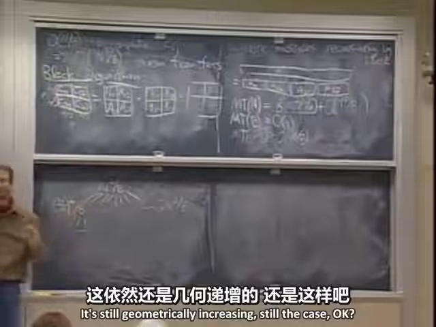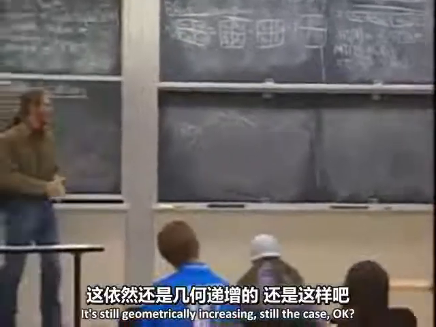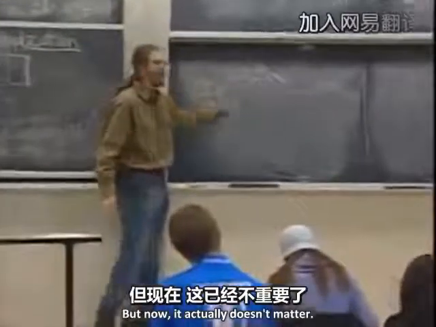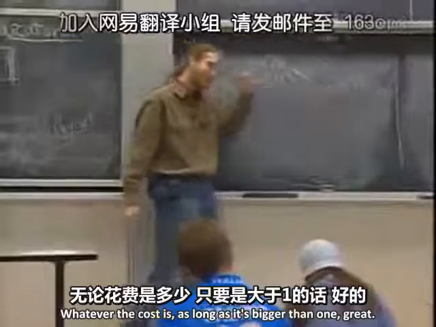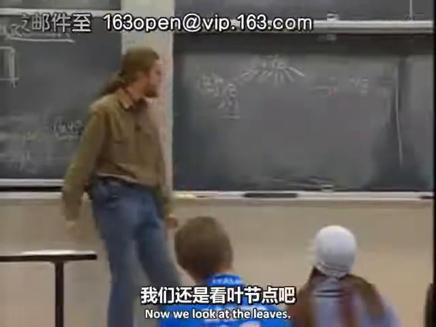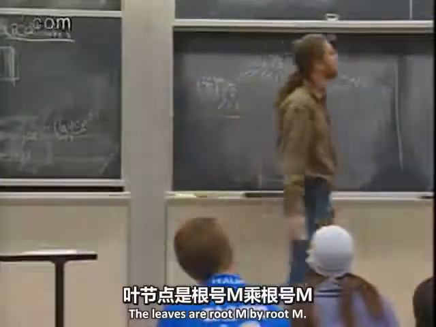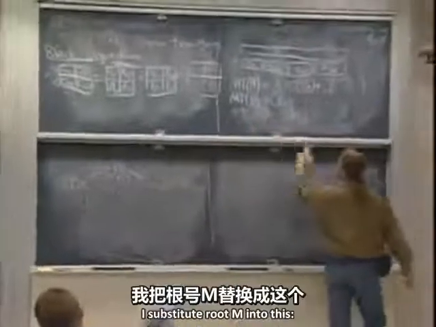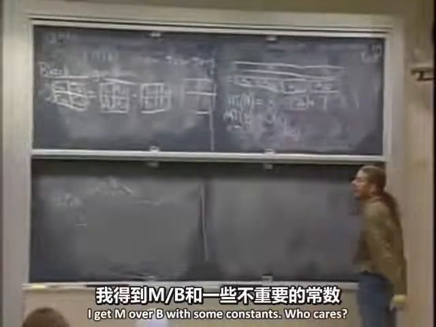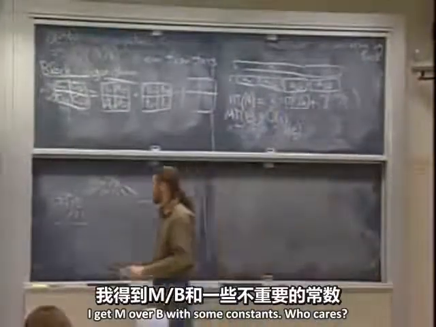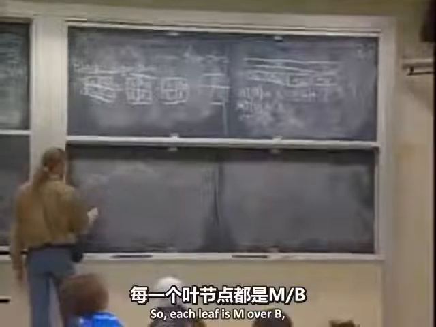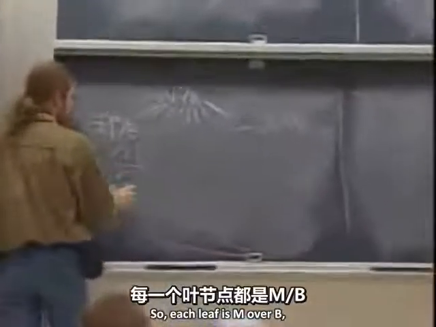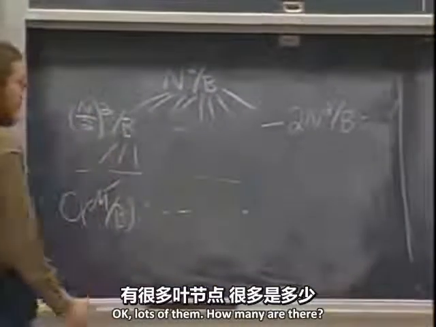It's still geometrically increasing, still the case, okay? But now it actually doesn't matter. Whatever the constant is, as long as it's bigger than 1, great. Now we look at the leaves. The leaves are root m by root m. I substitute root m into this, I get m over b. Some constants, who cares? So each leaf is m over b. Okay, lots of them. How many are there?